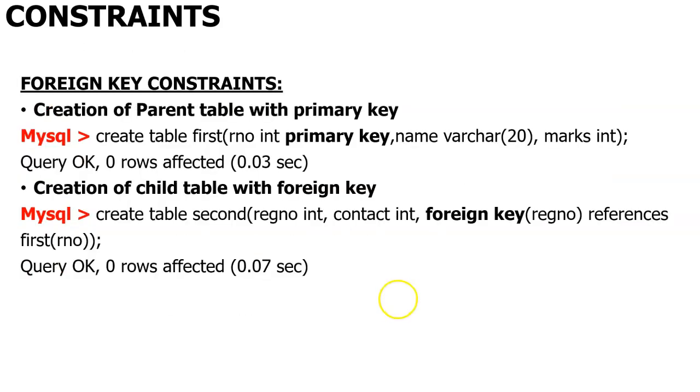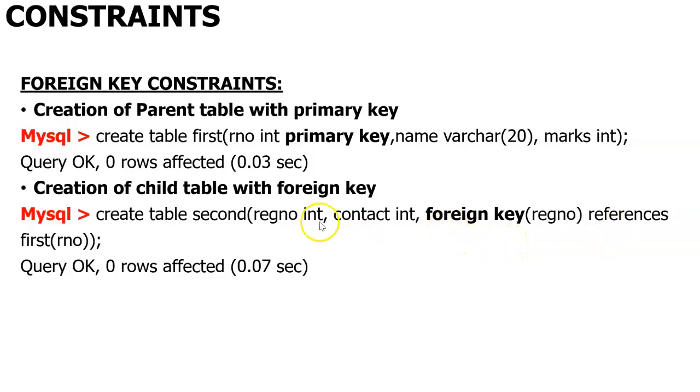So next is the foreign key constraint. Foreign key constraint is how you link two different tables. You have to mention what the primary key is in the first table and what the foreign key is in the next table. See here, I have created a table called first, which is the table name, with roll number which is a primary key, name is another attribute, mark is another attribute. So the table is created. Now you create a child table with register number, contact number, and you have to say which is the foreign key referring to the first table.